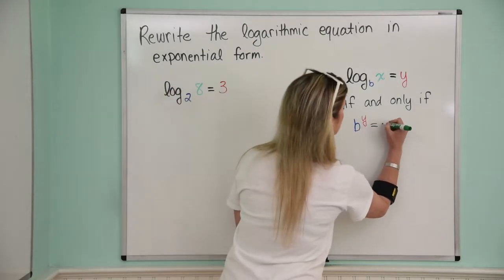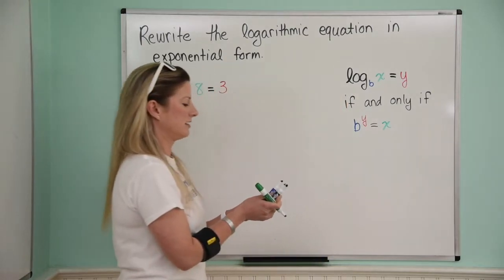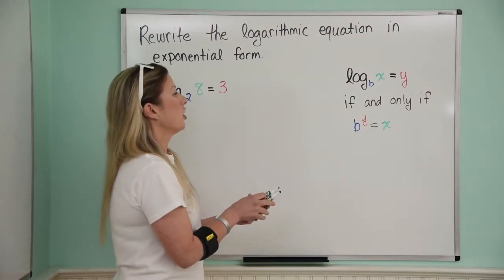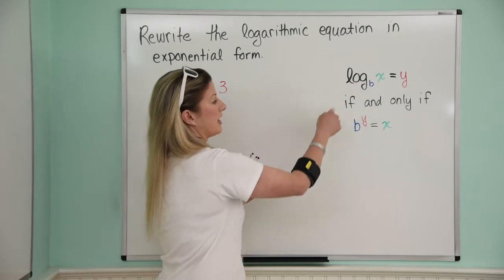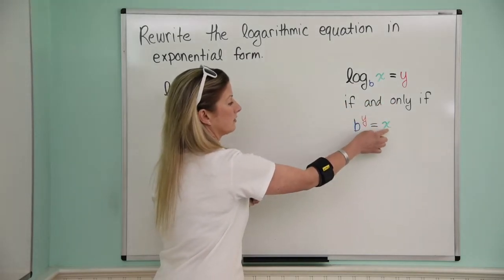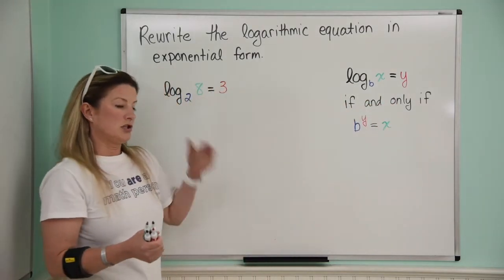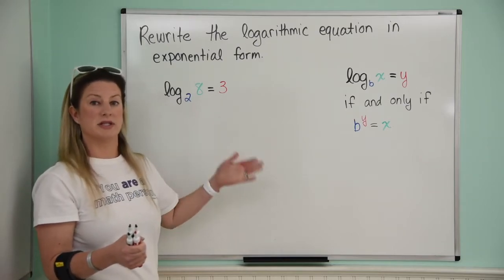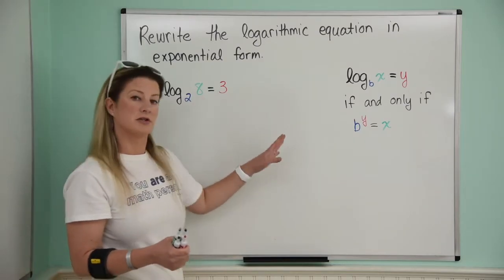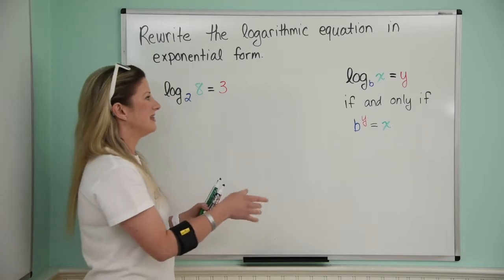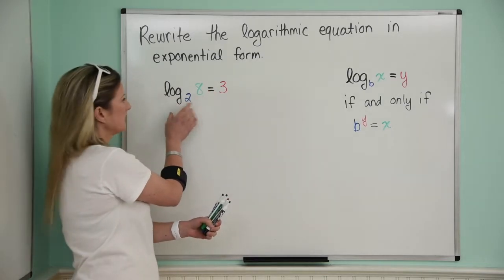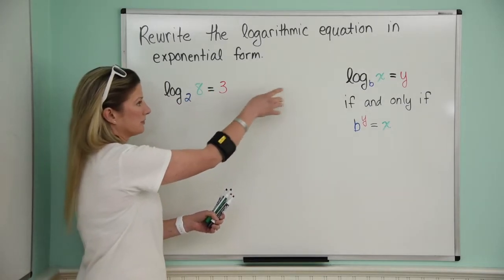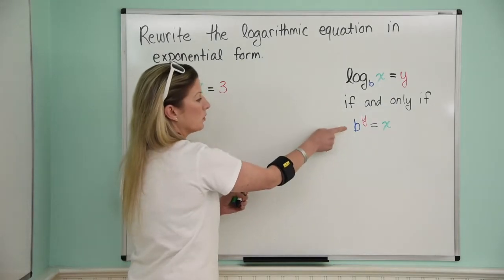All right, so there's a method to my madness with all the colors here. So log base b of x equals y, if and only if b to the y equals x. For my students that like to do it this way, I tell them, use colors if you can. And then here's our example. Log base 2 of 8 equals 3. We want to write it in exponential form. So we have it in this form. We want to write it in this form.